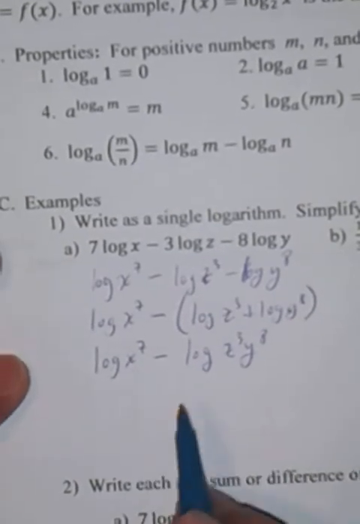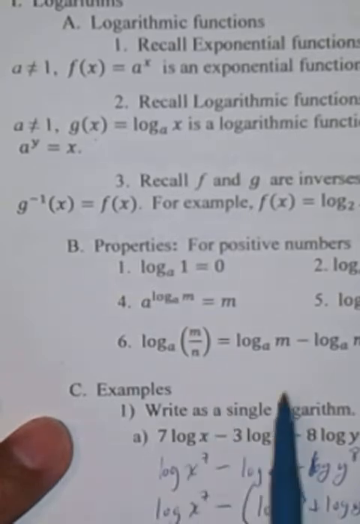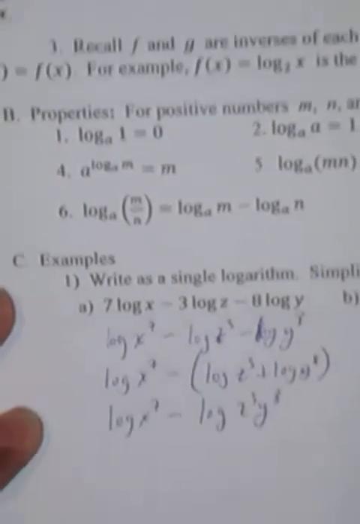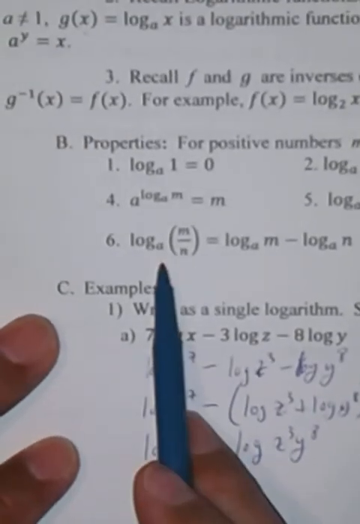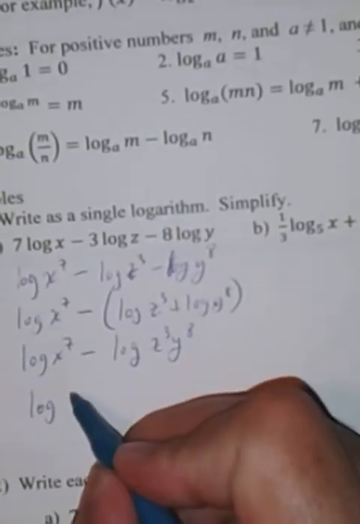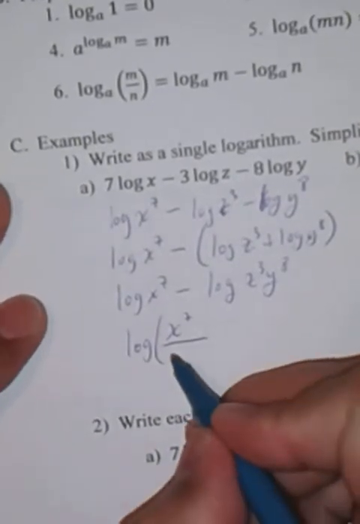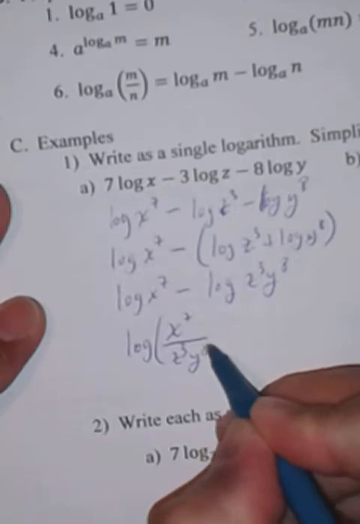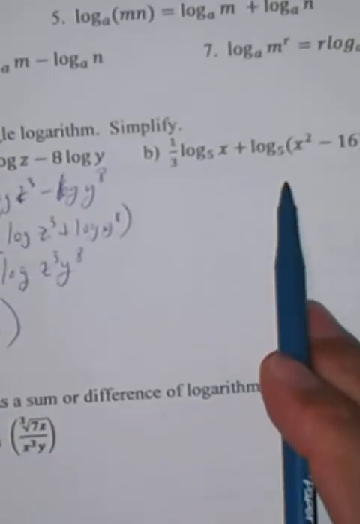All right, and then finally do the subtraction. So the subtraction says if I'm doing subtraction, I can write it as a division of the first divided by the second argument. So this will be log of, stays in a log, same base, x to the 7th over z to the 3rd, y to the 8th power. Okay. All right, and we'll leave that one for class.